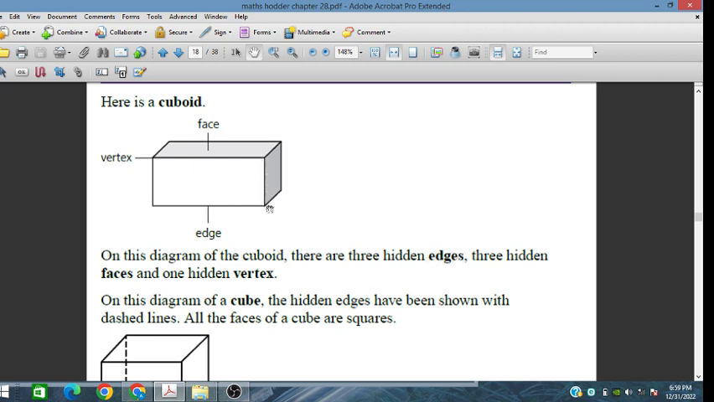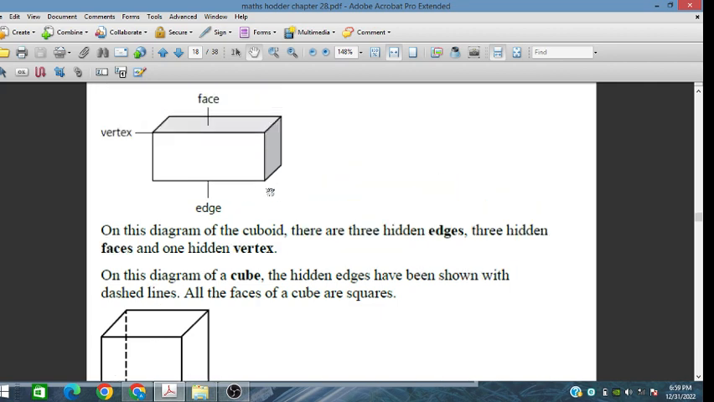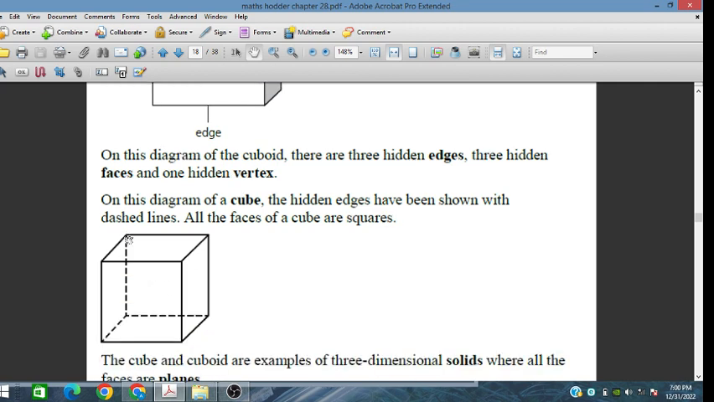So this one edge, this side edge, and the other side's edges are not shown. That is behind the face in this diagram. So some hidden vertices are also there, and one hidden vertex is basically here. At this point we have a vertex, so one is hidden. In this case, all are shown. The hidden part is shown by these dotted lines.